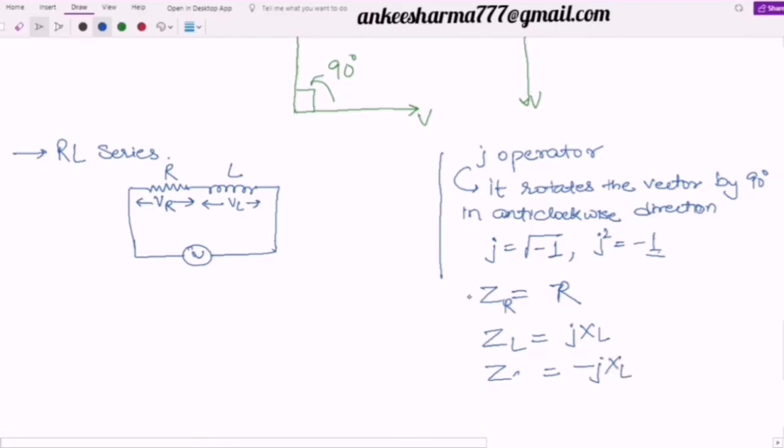Now look here, ZC I must write here. In the case of the resistor, ZR is an impedance where there is no phase shifting or rotation of the vector, because both the voltage and the current are phase shifted by 0 degrees. So you will find here no J term.